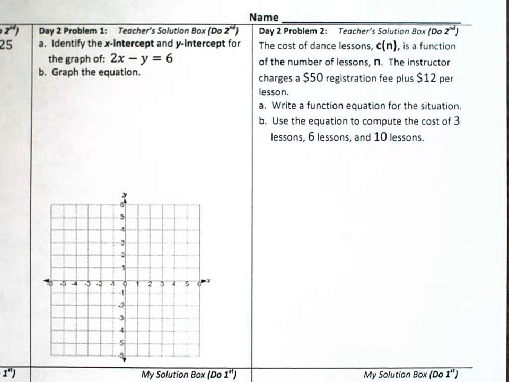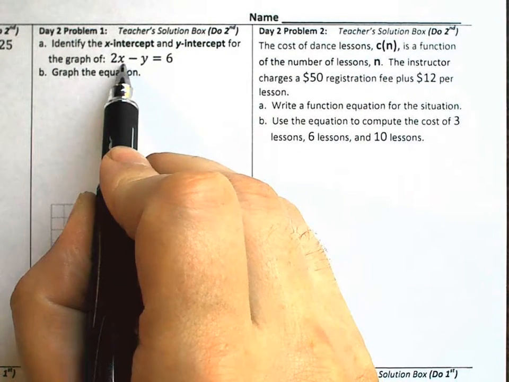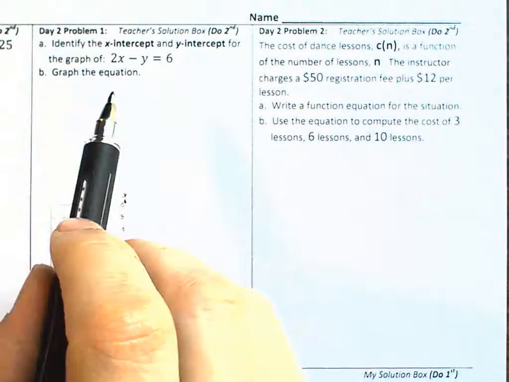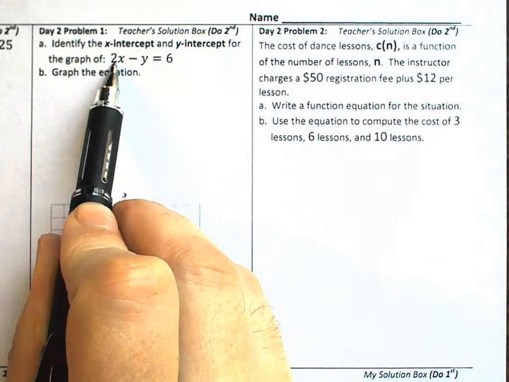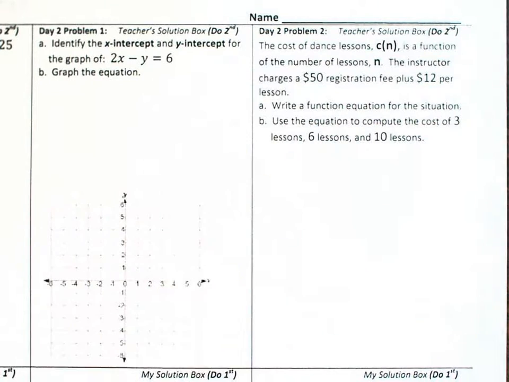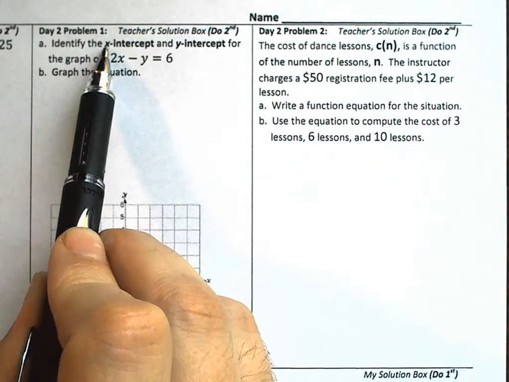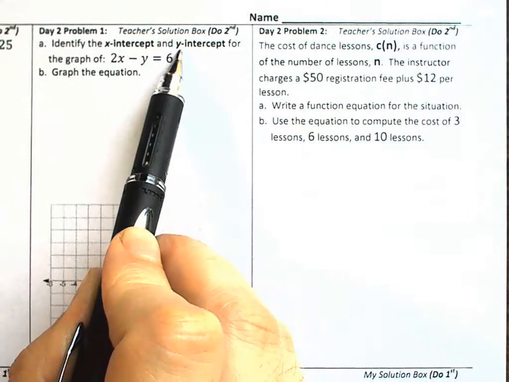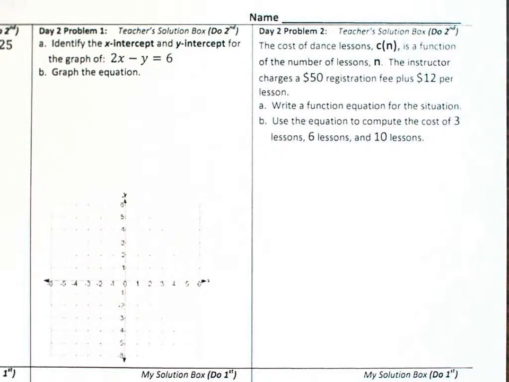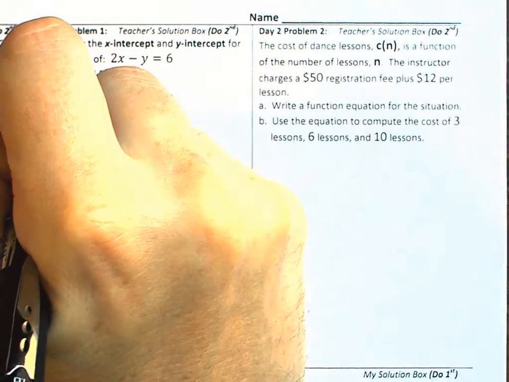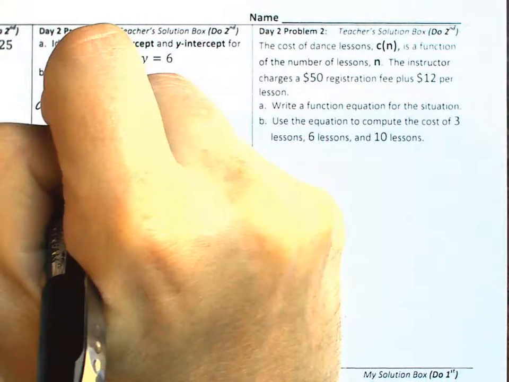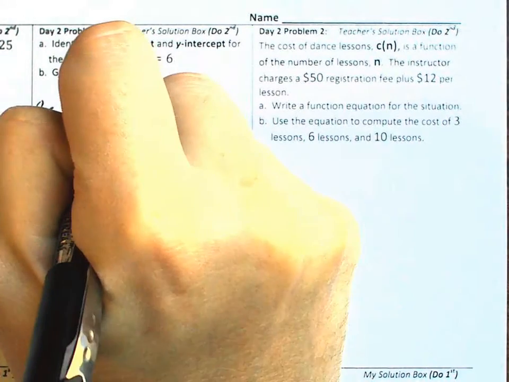Day 2, problem 1. Question A, identify the x-intercept and y-intercept for the graph of this linear equation. So when we graph the line for this equation on the grid, where will it cross the x-axis and where will it cross the y-axis? That's what we're asked to figure out. So question A, let's determine the x-intercept.